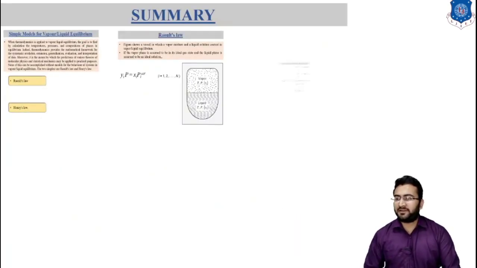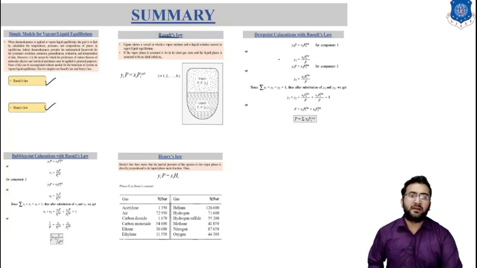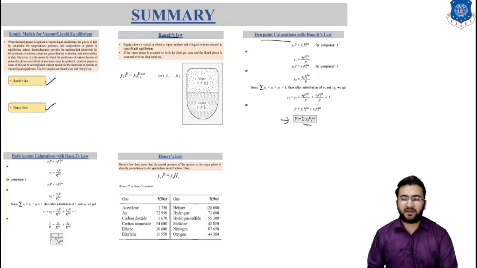So in this lecture, we discussed the simple models for vapor liquid equilibrium. There are mainly two models for vapor liquid equilibrium, Raoult's law and Henry's law. Then we discussed Raoult's law, its limitations and its application. Then we derived the equation for the dew point calculation with Raoult's law, and then derived the equation for the bubble point calculation using Raoult's law. So both these equations are useful for calculation of mole fraction in liquid and mole fraction in vapor for a particular component.